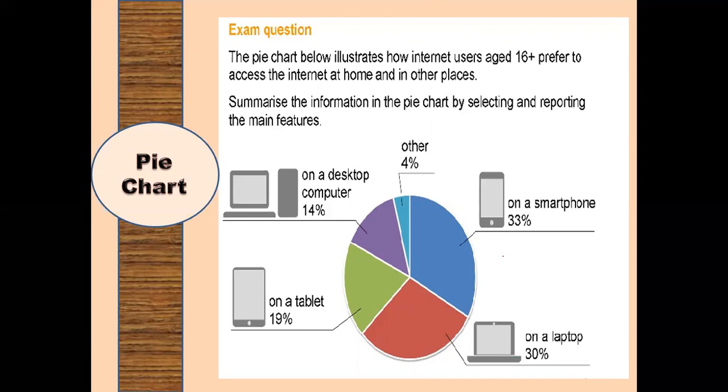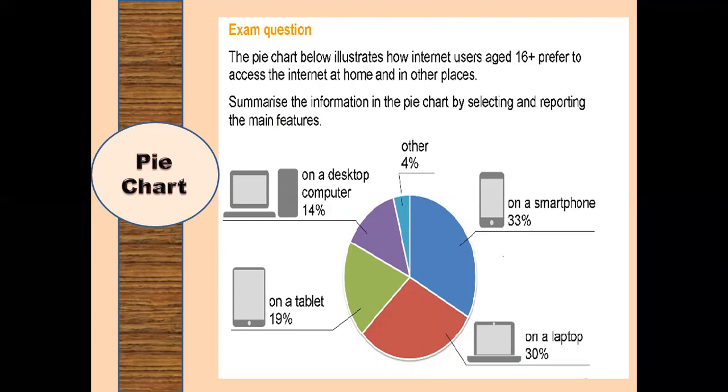Now study this pie chart. You will see that there are 5 elements: smartphone, laptop, tablet, and desktop. The smartphone is represented with blue color, laptop with red, tablet with green, desktop or computer with purple shade, and then the sky blue color is for others. What is the minimum number? That is others. Smartphone, 33% internet users aged 16 above, they are using smartphone to access internet.